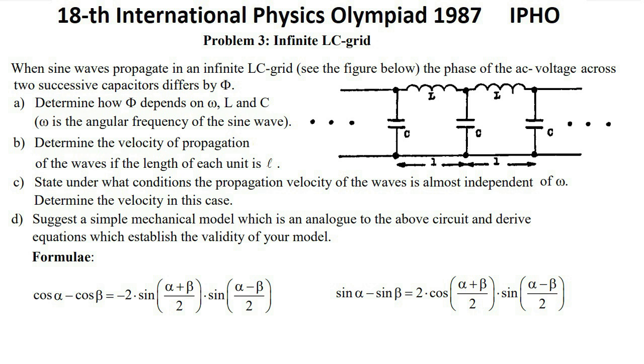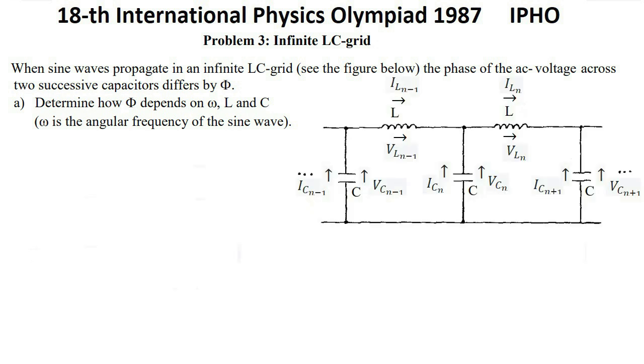Sine alpha minus sine beta equals 2 cosine of (alpha plus beta) over 2 multiplied by sine of (alpha minus beta) over 2. Question A. Determine how phi depends on omega, L and C. Omega is the angular frequency of the sine wave. Solution for problem 3, question A.